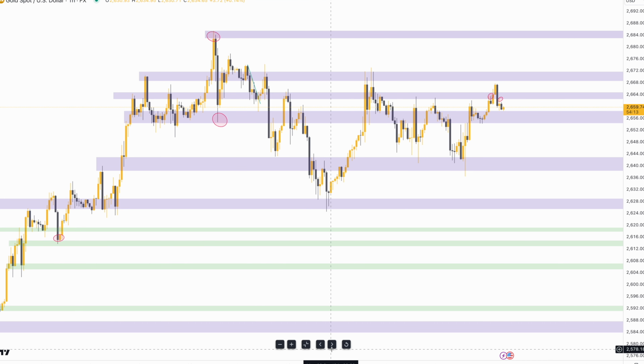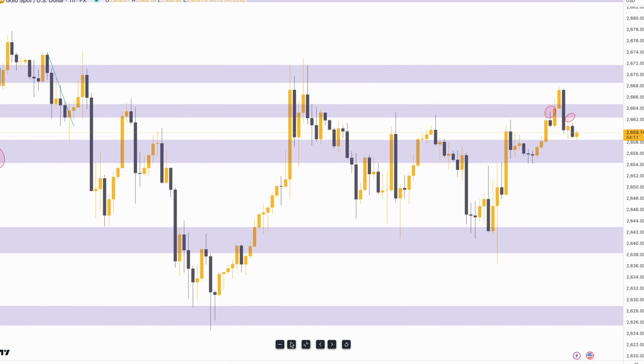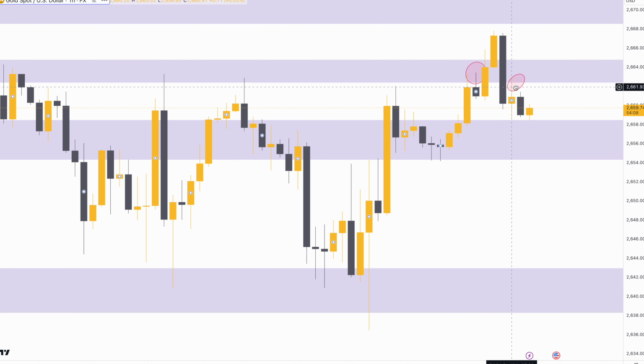So we're going to go ahead and go to our hour one. I'm going to zoom right in. We're going to go ahead and delete these ellipses real quick that marked up our head and shoulders pattern.